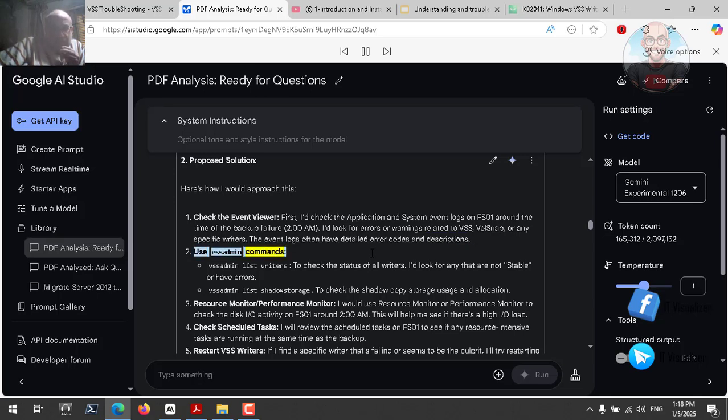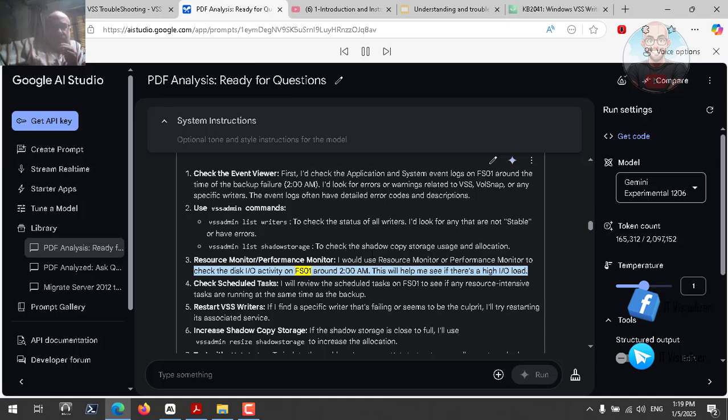Use vssadmin commands. vssadmin list writers to check the status of all writers. I'd look for any that are not stable or have errors. vssadmin list shadowstorage to check the shadow copy storage usage and allocation. Resource Monitor/Performance Monitor. I would use Resource Monitor or Performance Monitor to check the disk I/O activity on FS01 around 2 a.m. This will help me see if there's a high I/O load.